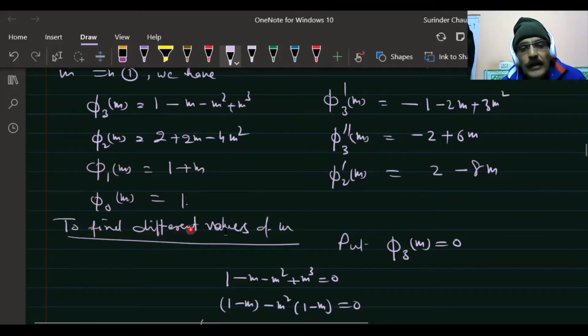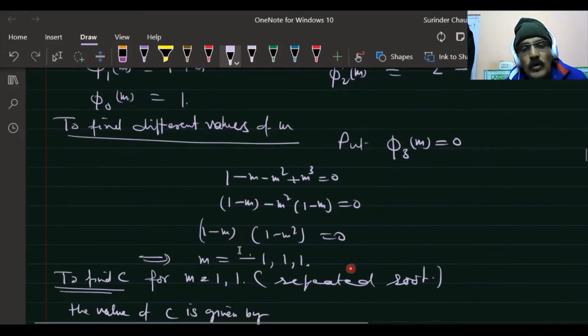Now to find the slopes m, we put phi 3 of m equal to 0 and solve it for real roots. 1 minus m minus m square plus m cube equals 0. Factorize it: (1 minus m) times (1 minus m square). So m equals plus or minus 1. These are the slopes: minus 1 and 1, where 1 is a repeated root.